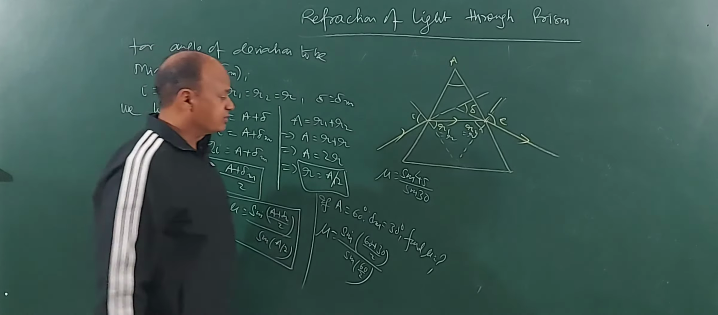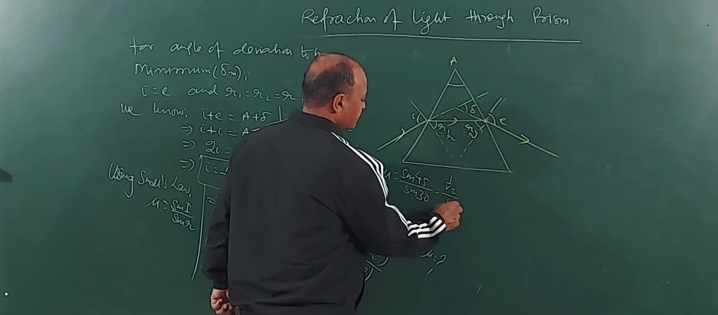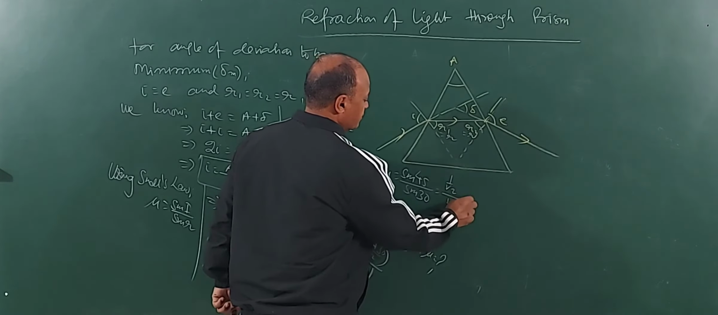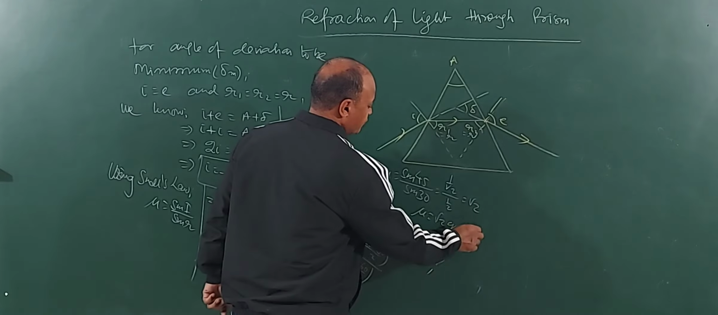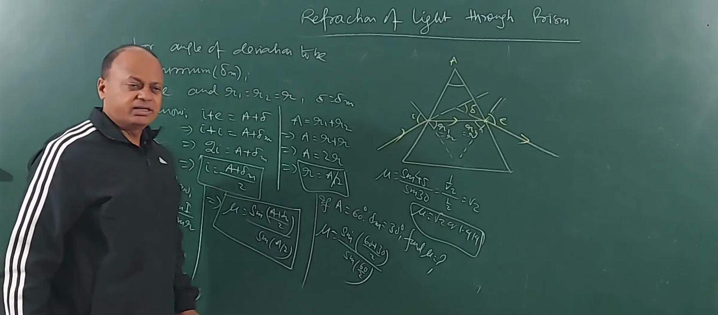If you substitute the values, what do you get? 1 by root 2 divided by sin theta is 1 by 2. So root 2. So mu becomes how much here? Root 2 or 1.414. So you can get sums like this and you should be able to solve very easily.